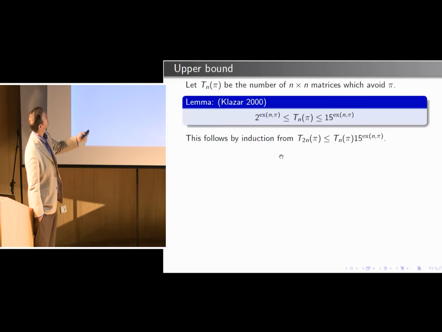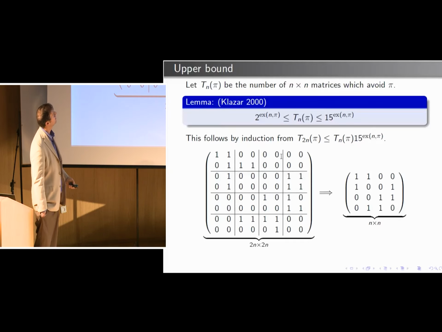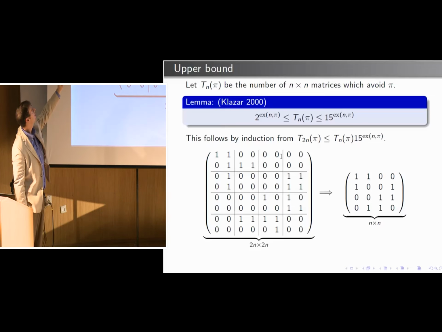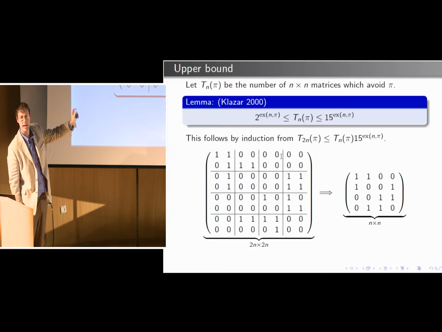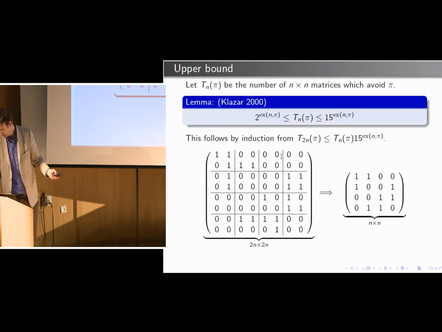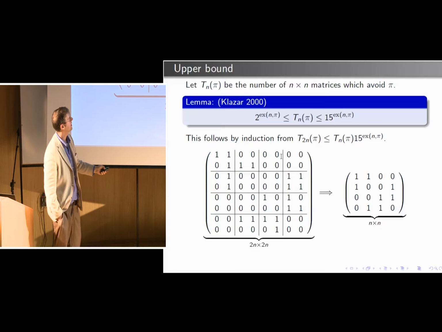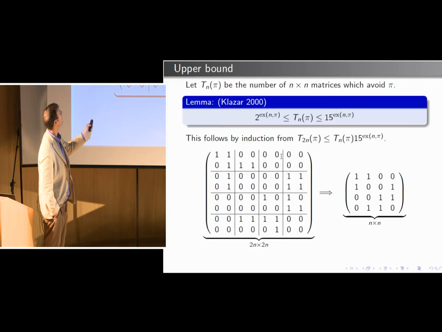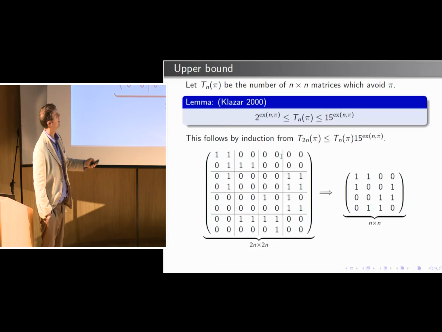So it follows by induction from a nice inequality here. T2n pi is at most Tn pi times 15 to the extremal number of n pi. And how do you prove this inequality? Well, let's look at a 2n by 2n matrix which avoids pi. And let's partition the rows into pairs and the columns into pairs, and let's contract. So we started off with a 2n by 2n matrix, and we got an n by n matrix from this. So each of these 2 by 2 squares became a single entry.